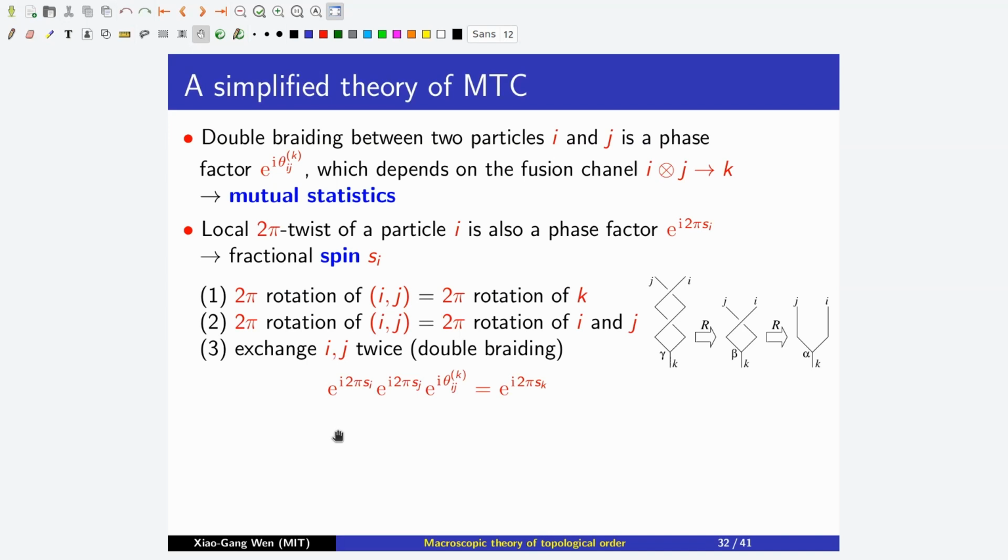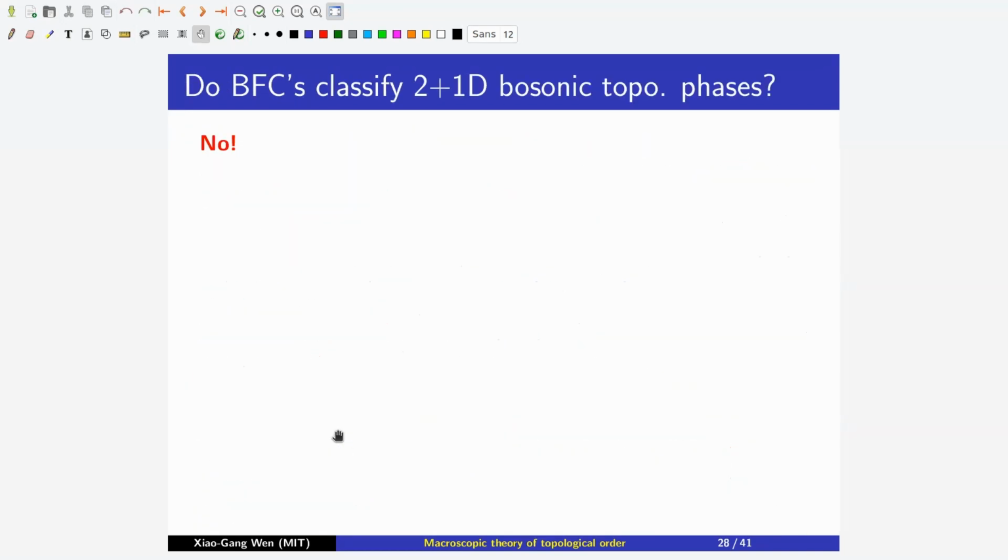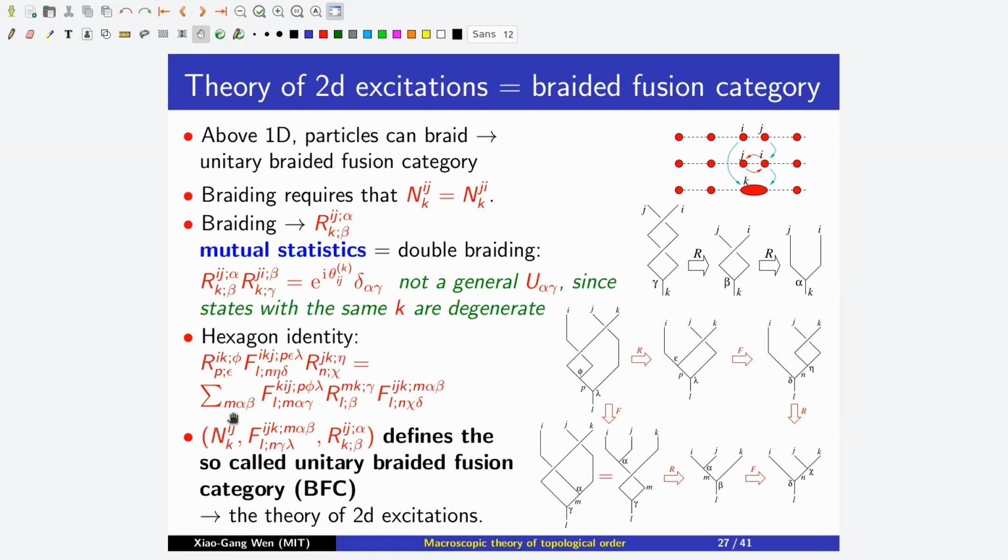However, there's a simple way to do this. Let us truncate our data, because this data is too complicated. Let's keep N in ijk. Drop the F, that sounds very dangerous. And keep the R, but only double braiding. So I'm going to do this dramatic approximation. It looks totally unreasonable, but it turns out that if you keep this mutual statistics, then it's okay to drop F. Somehow it works. This simplification indeed loses information, but not much, at least for simple cases. But the resulting theory is much simpler.